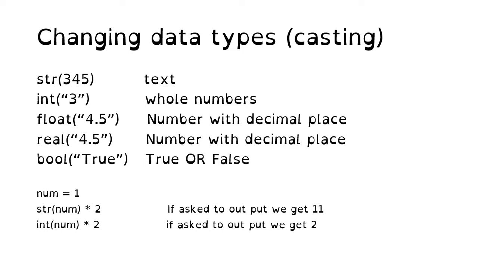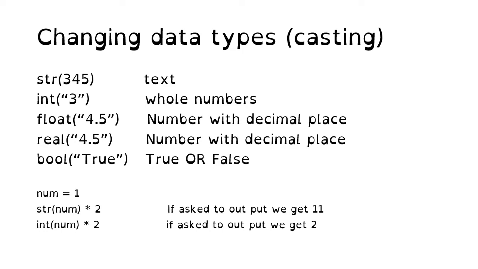Now, sometimes the data we have may not be in the correct format. We can change that using casting. All that is using the beginning of the data type. For the example of string, we use str to specify that we want to convert a piece of data into a string.